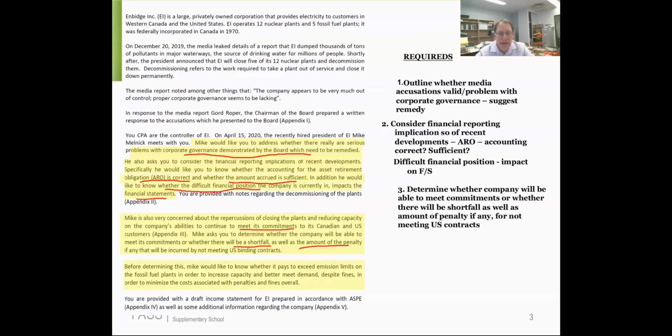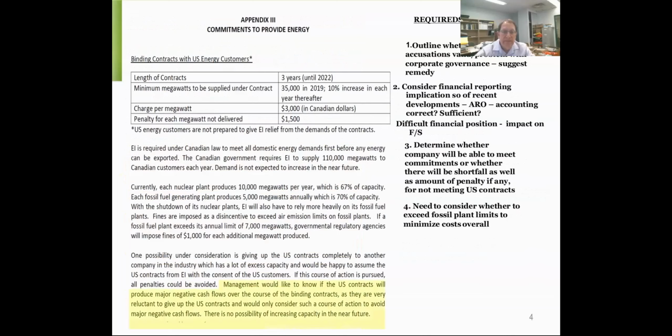Before determining this, he'd like to know whether it pays to exceed emission limits. Maybe it's better to exceed them in order to increase capacity and better meet demand, despite the fines, but that'll still minimize the penalties and the fines overall. That sounds like it's numerical also. Everyone good?